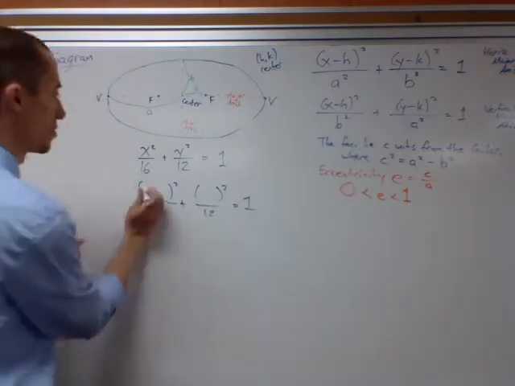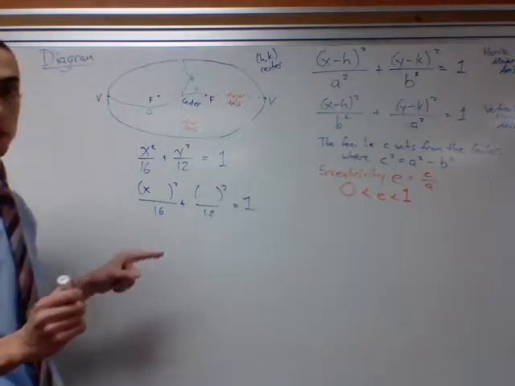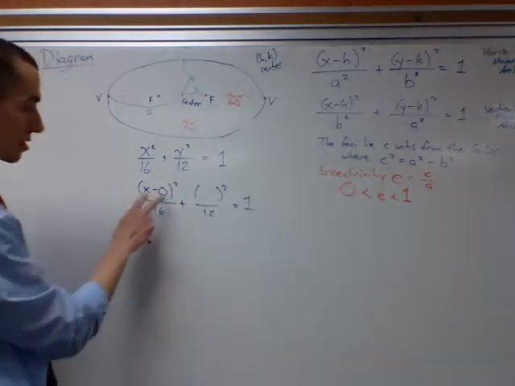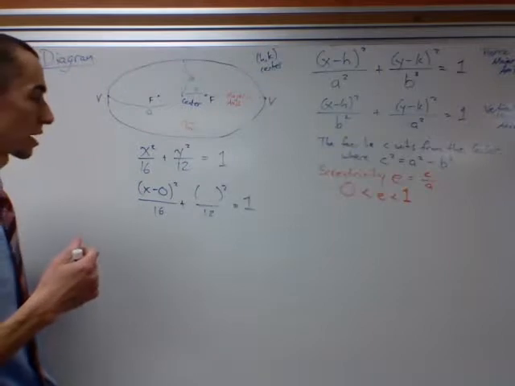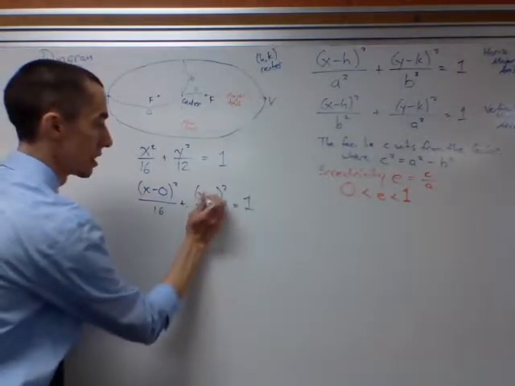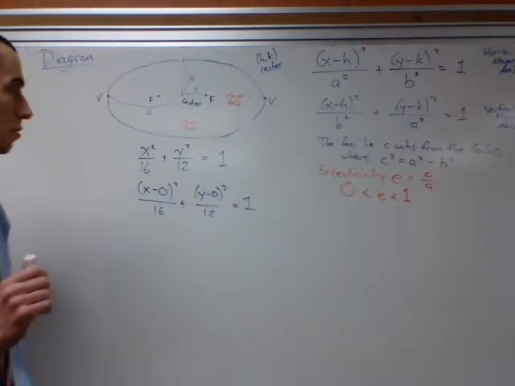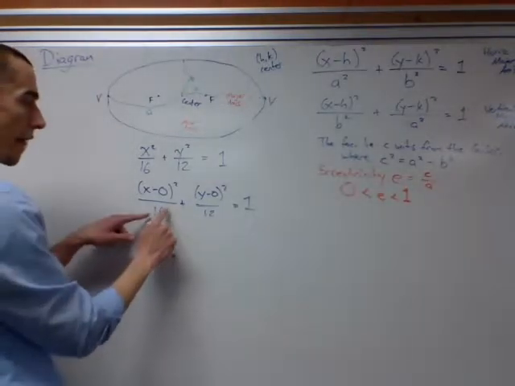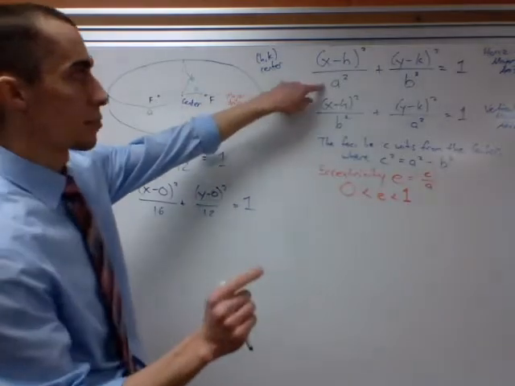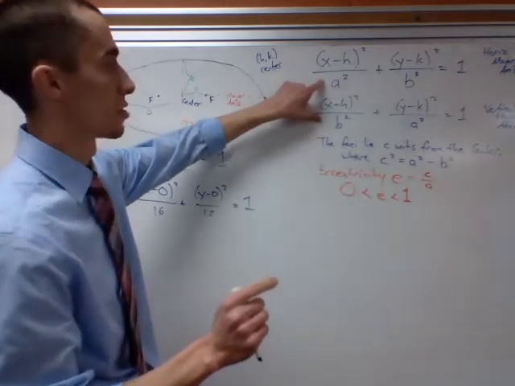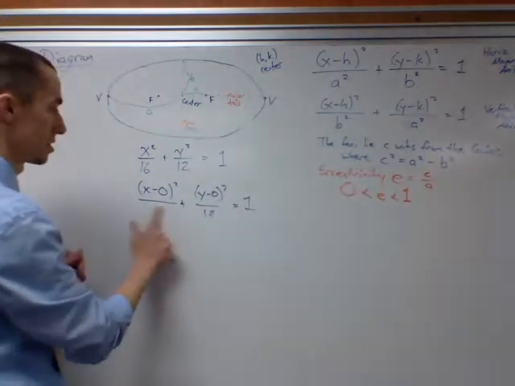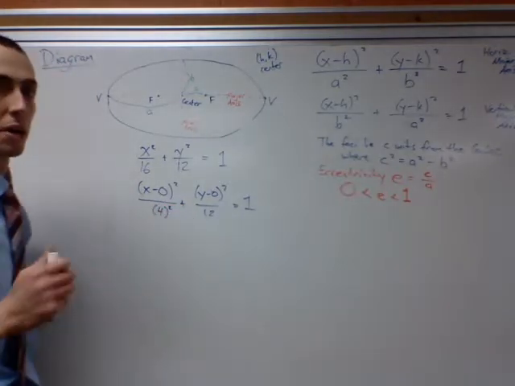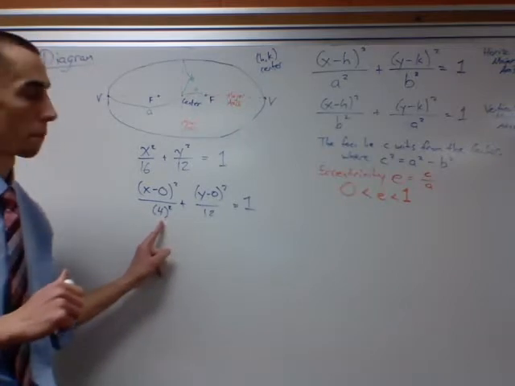Now, in order for me to have x minus something equal x squared, I need to do x minus 0, since x minus 0 is what equals x. And this numerator would be y minus 0 squared. Now, this 16, to make it look like one of my formulas, is going to have to be a number squared. 16 is 4 squared. And so my A or my B is going to end up being 4.